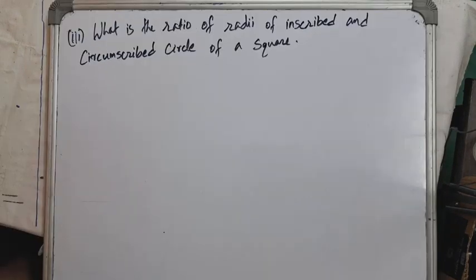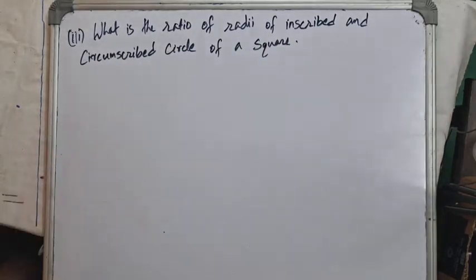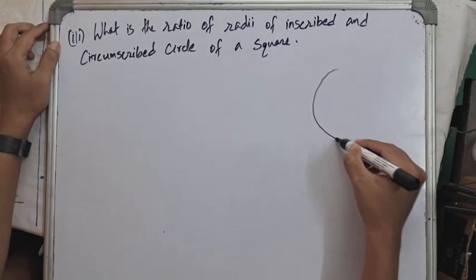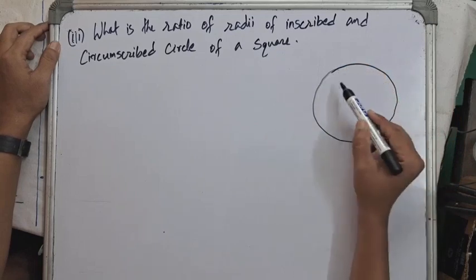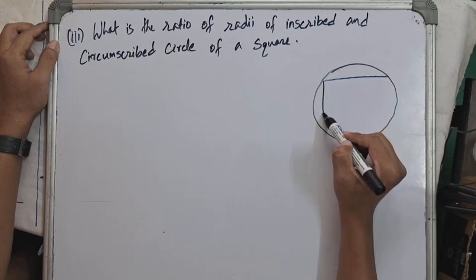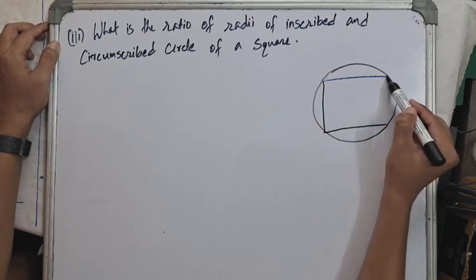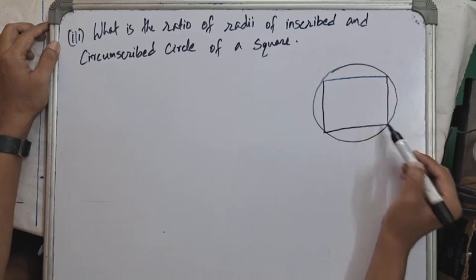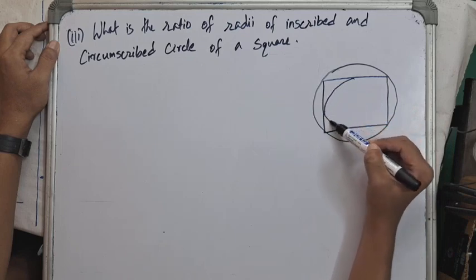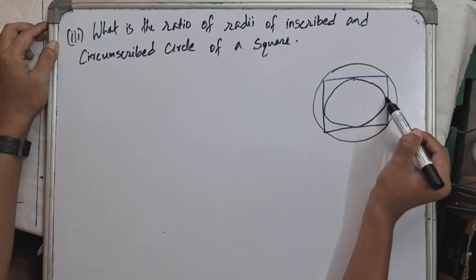Question number 3 of 20. What is the ratio of radii of inscribed and circumscribed circle of a square? So let's understand this question with a diagram. Here we have a circle, and a square is inscribed within the circle. This is the square inscribed within the circle. Square means all sides must be equal to each other. And again we have another circle inscribed within this square.